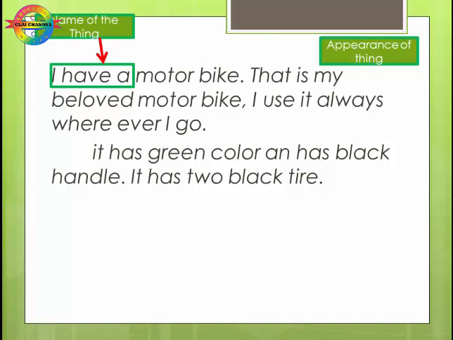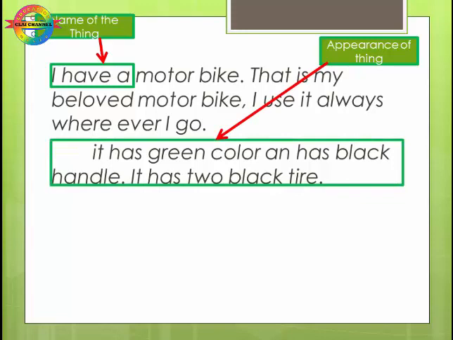Sorry, I missed the place of the line. Okay, well, how does the motorbike look? Bagaimana penampakan motornya ini? I checked it out. It has a green color and a black handle. It has two black tires. This is the description of the motorcycle.